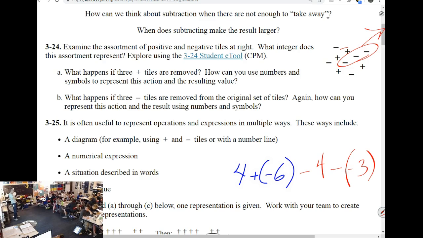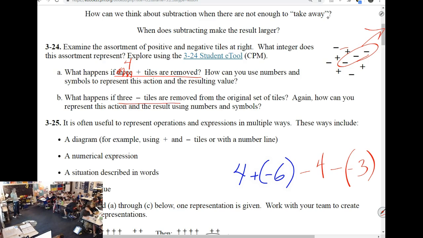Scott? I'm a little confused. Why would it be 3? What do you mean 3? Like -3. We're working through this problem here. So 3 plus tiles are. Oh, sorry, I wrote 4 instead of 3. My bad. We're gonna go with 4 then. So we remove 4 plus tiles. But then what happens if 3 minus tiles are removed?